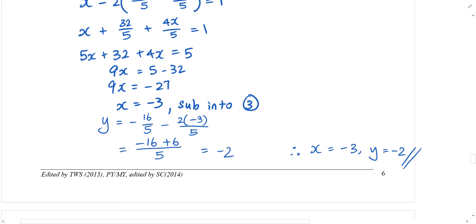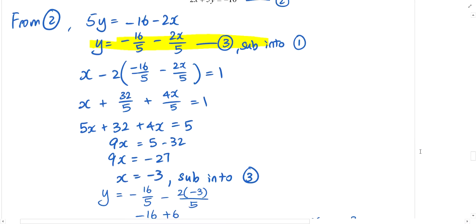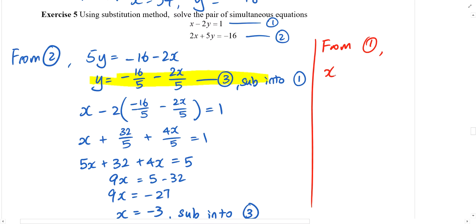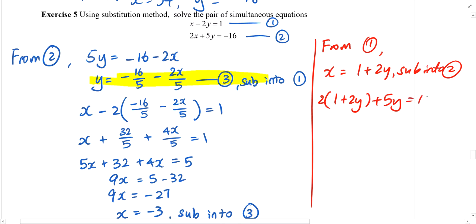So I've proven it to you now that whichever equation you start from, whatever you make as the subject, if you do it correctly, you will get the same answer. But this way is quite tedious, right? I'm sure most of you chose to make x the subject, 1 plus 2y, and sub into 2. 2 times 1 plus 2y plus 5y equals 16.